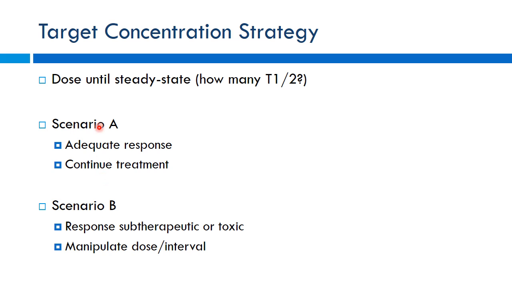So looking at this, in scenario A, the patient's having an adequate response, the patient's at the target concentration, everything looks good, and you can continue treatment. On the other hand, in a lot of cases the patient is either clearing the drug differently or their volume of distribution is altered, and they'll come back either subtherapeutic, below the target range, or toxic, above the therapeutic range.